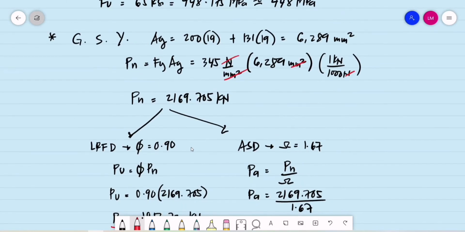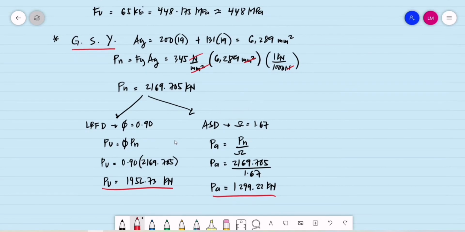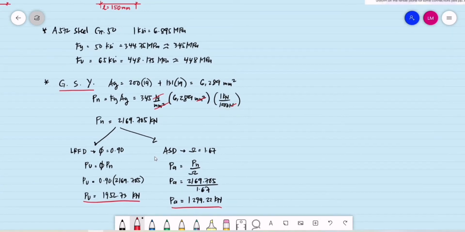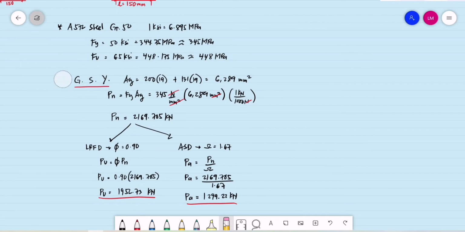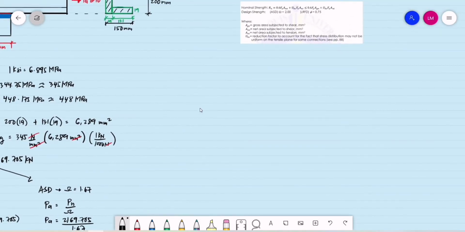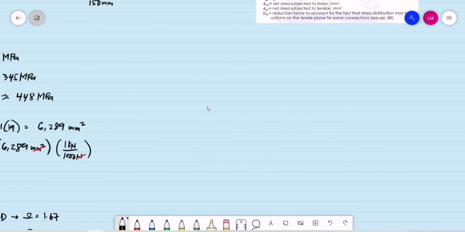So that is under the gross section yielding. So let's have the allowable and the design tensile strength under the next consideration, the next analysis. That is the tensile rupture strength. So again, that is the first one, that is under the gross section yielding. For the second one, this is for the tensile rupture strength.